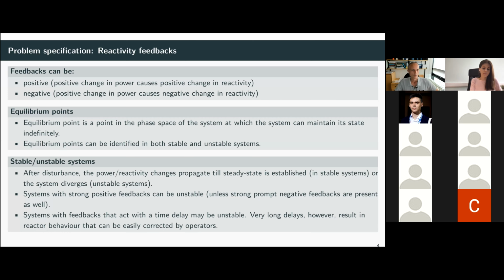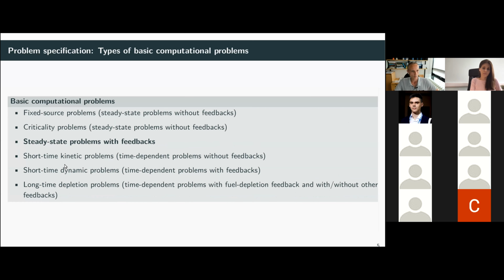All right. So that was all I wanted to say about the feedbacks. Let's have a look at different kinds of problems that people are currently trying to use the Monte Carlo methods for. The basic one is a fixed source problem. It's a very simple mode of calculation for subcritical systems, when you locate your external source of neutrons in the system or outside, and you basically start all your neutrons from that location. It's not computationally expensive to solve this problem.